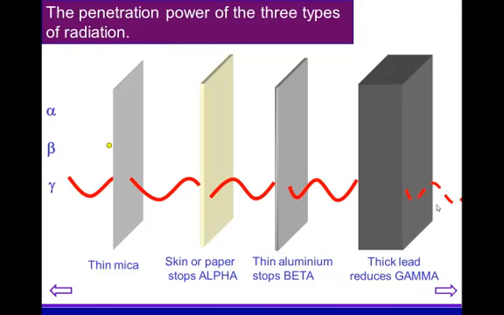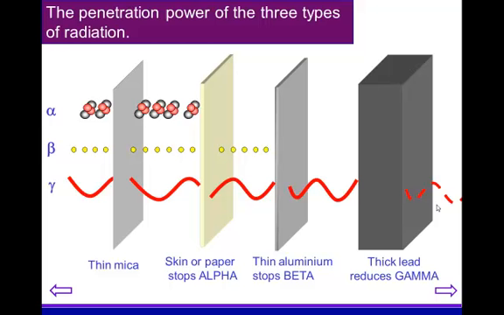First of all, the penetration power. My little demo here shows how gamma radiation pretty much passes through most things apart from thick lead. Beta radiation can get through some things, but it won't get through thin aluminium. And alpha radiation may not be stopped by a thin layer of mica, but it's probably going to be stopped by the skin or paper. So they have different penetrating powers.